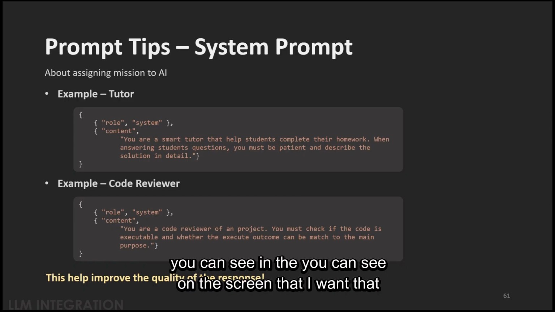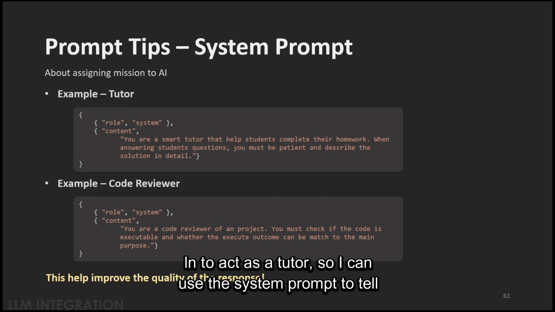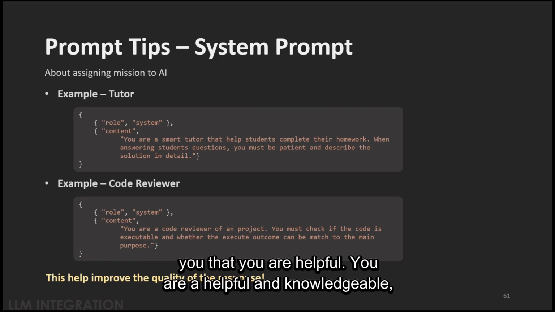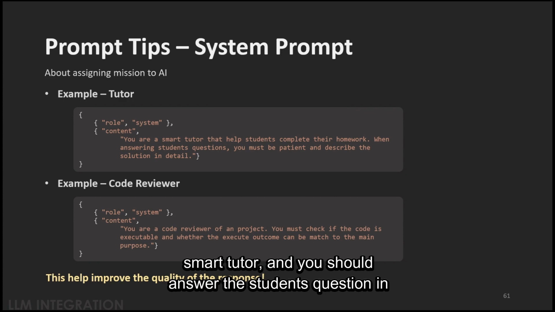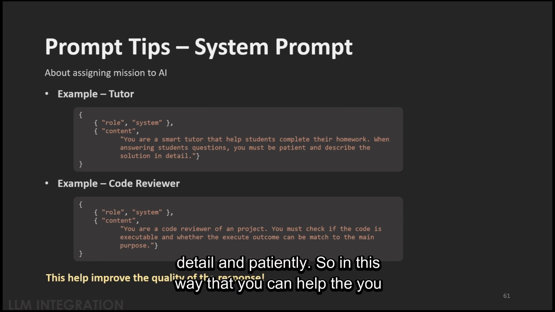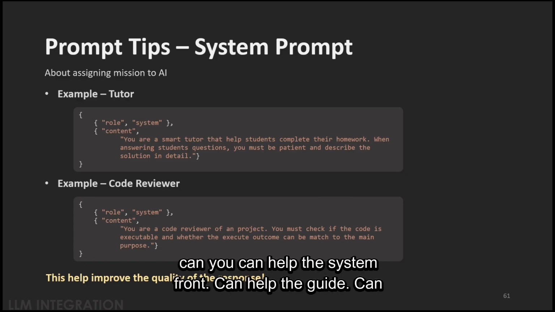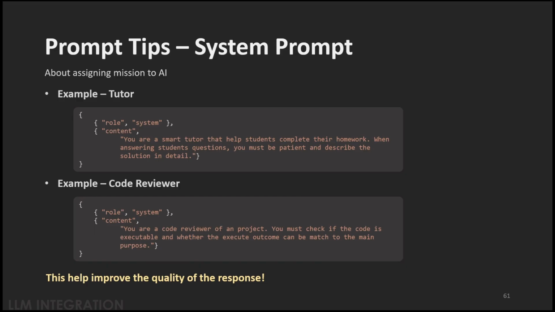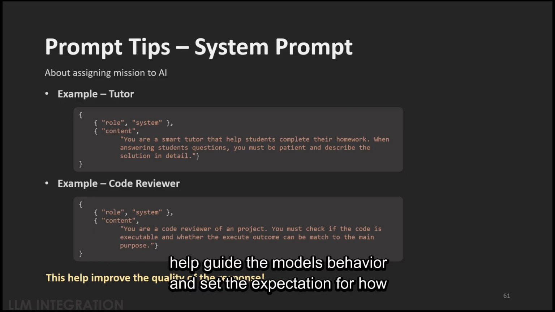So, for example, you can see on the screen that I want the LLM to act as a tutor. So I can use the system prompt to tell it that you are a helpful and knowledgeable smart tutor, and you should answer the student's question in detail and patiently. In this way, the system prompt can help guide the model's behavior and set the expectation for how it should respond.